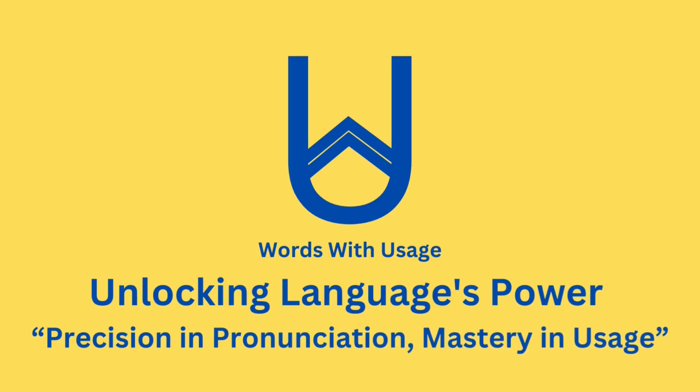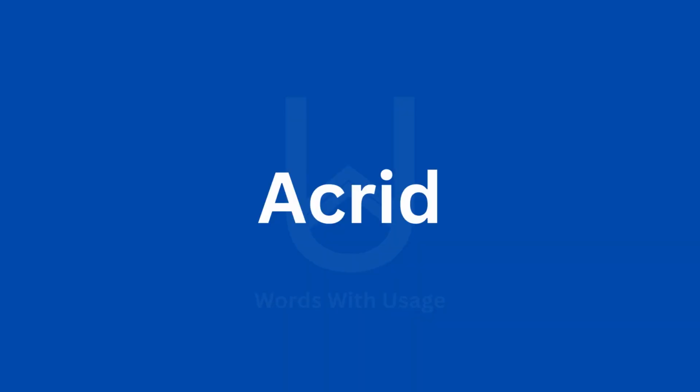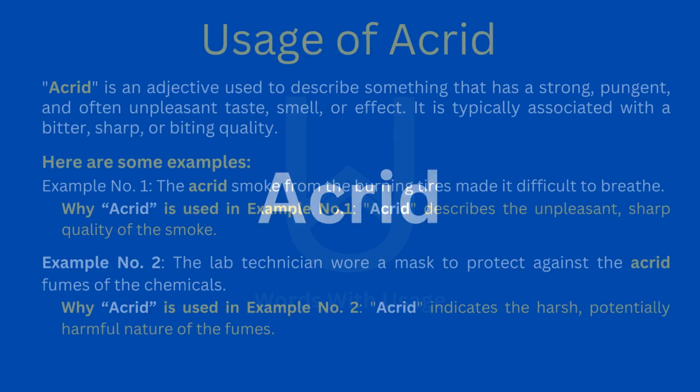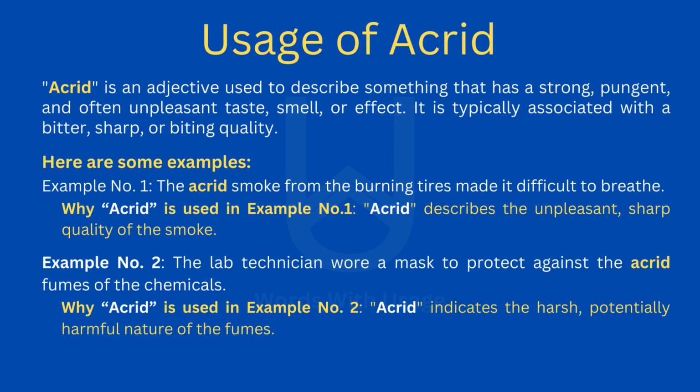In this video, the word is acrid. Acrid. Acrid is an adjective used to describe something that has a strong, pungent, and often unpleasant taste, smell, or effect. It is typically associated with a bitter, sharp, or biting quality.